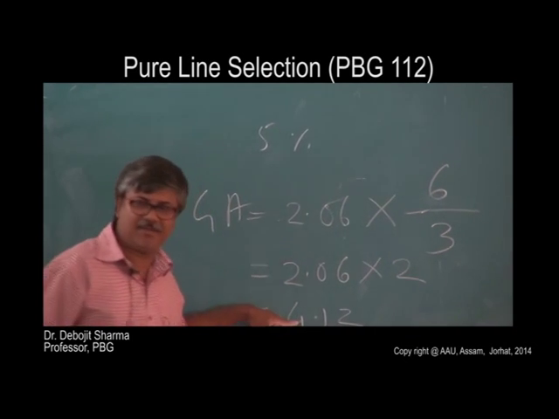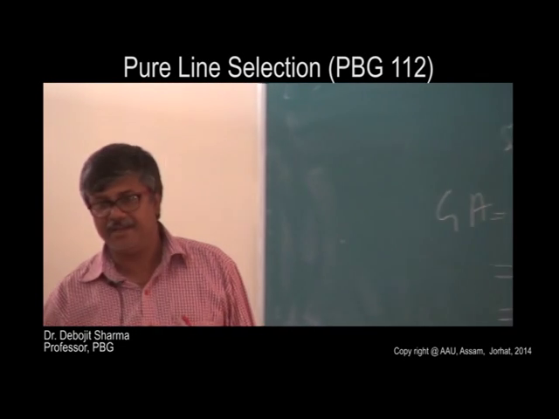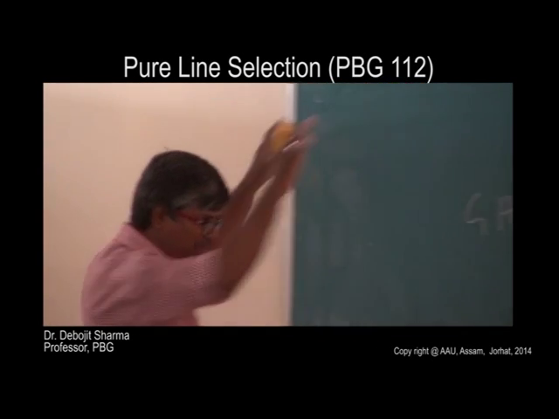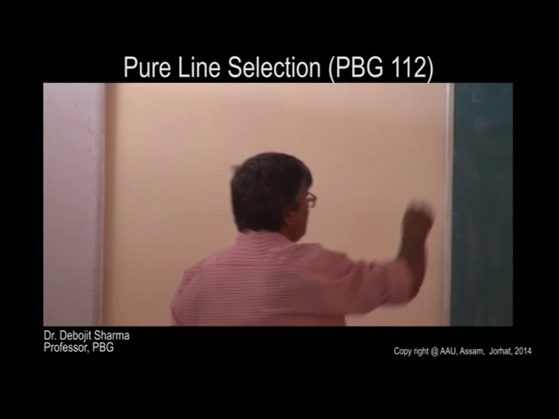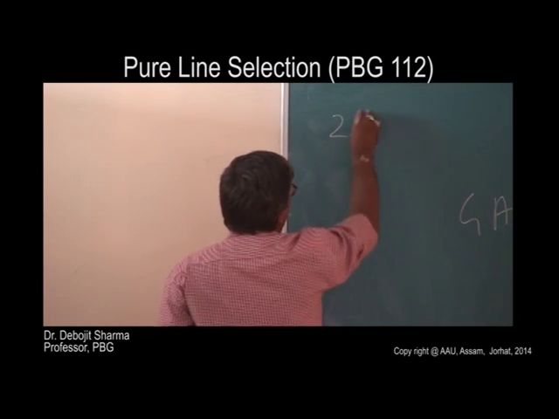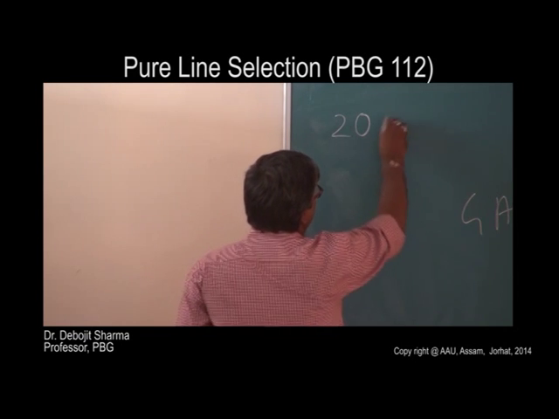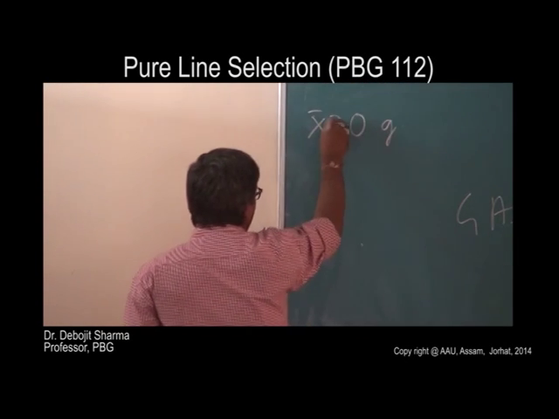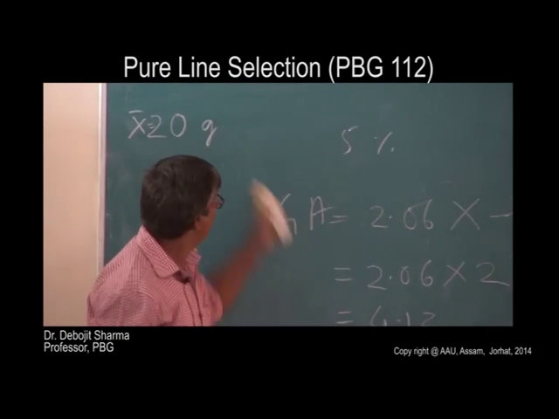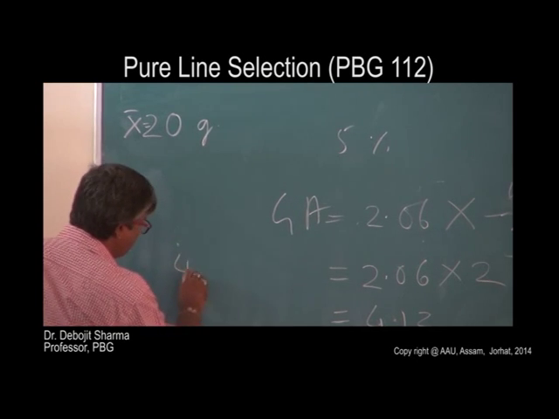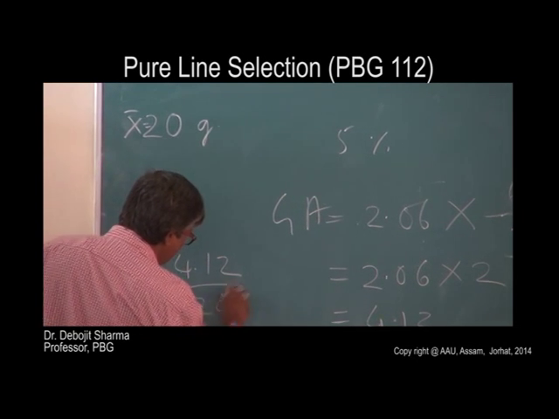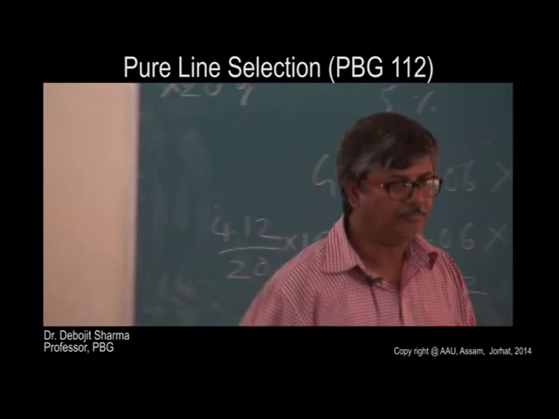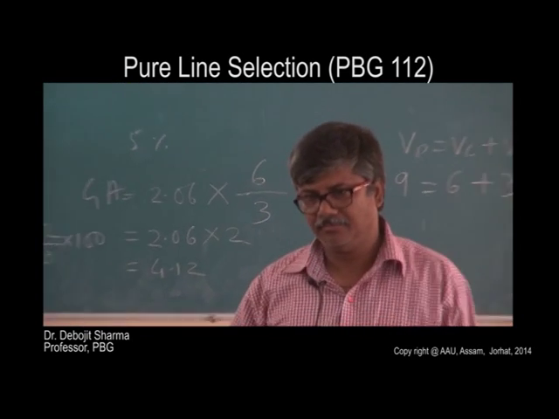And you can express how much will be the gain in terms of the original population mean. Suppose the original population, the base population, has a mean of say 20 grams, say for example, gram per plant yield, the grand mean of that population. You can express it in terms of the original population mean. That is 4.12 divided by 20 into 100. Calculate it, how much it is.